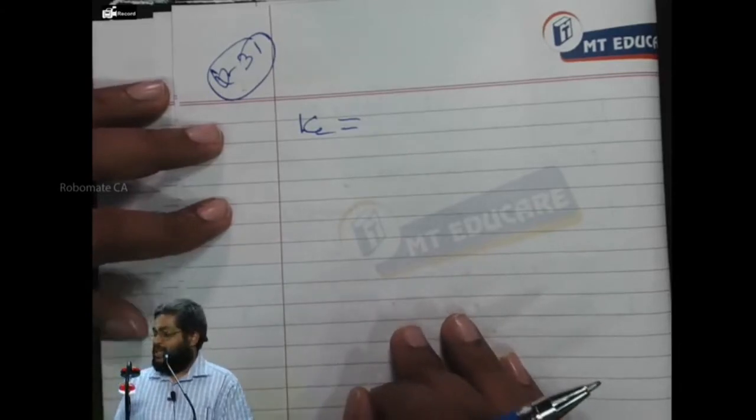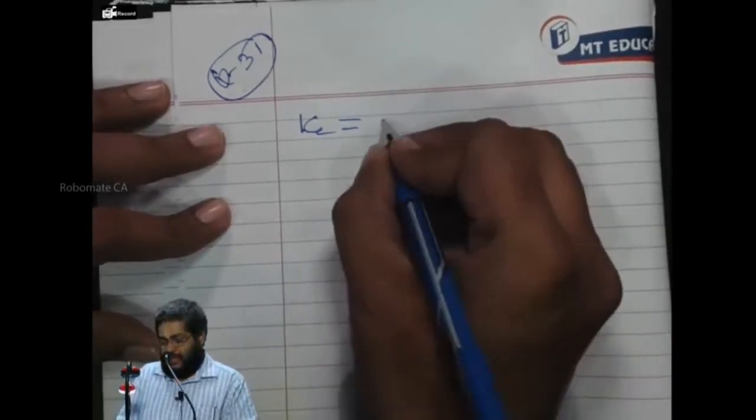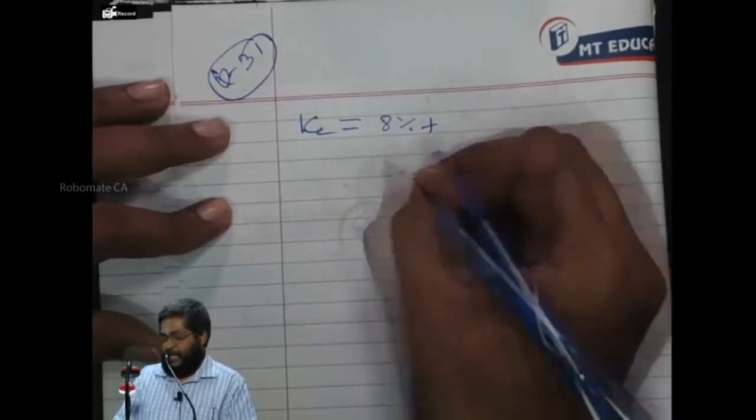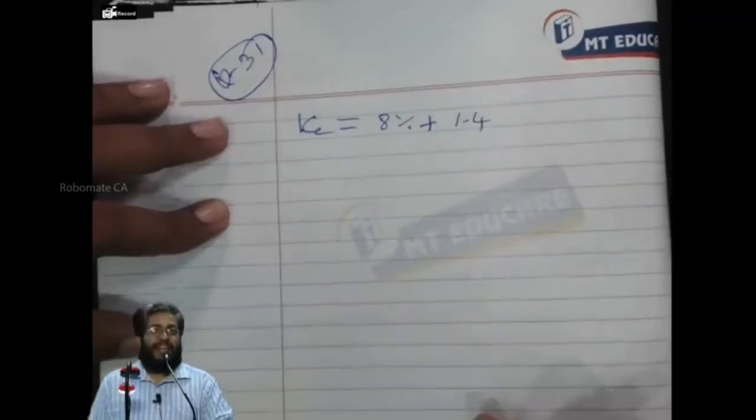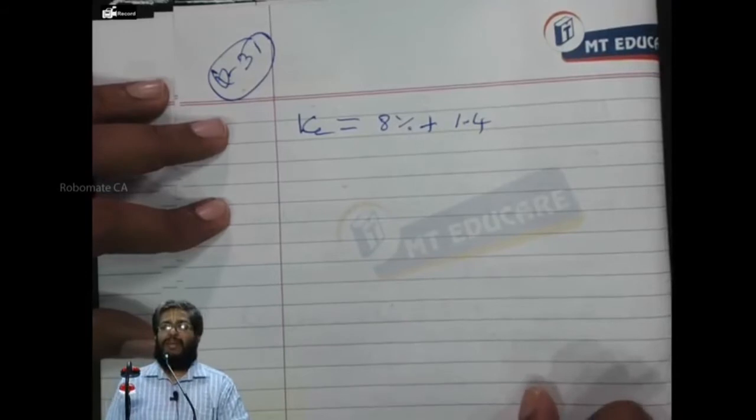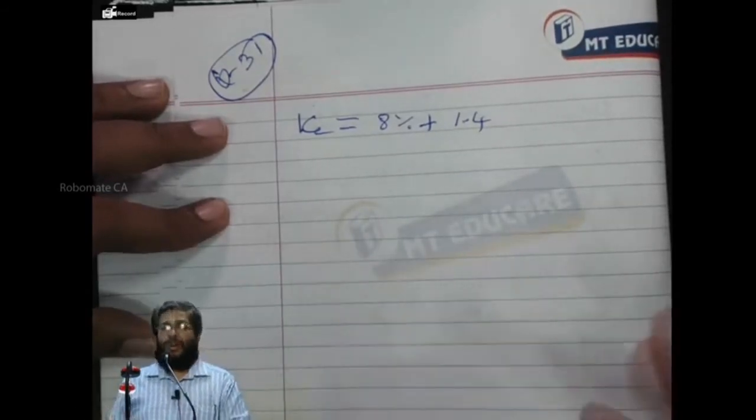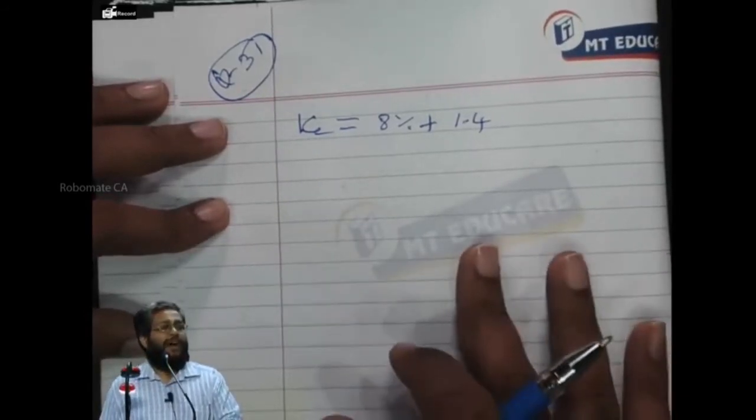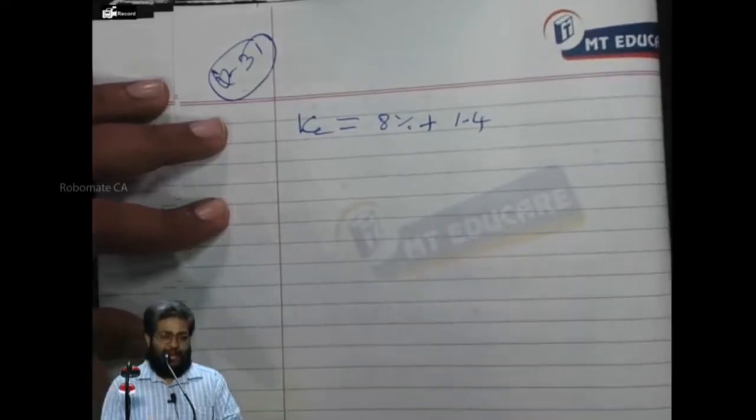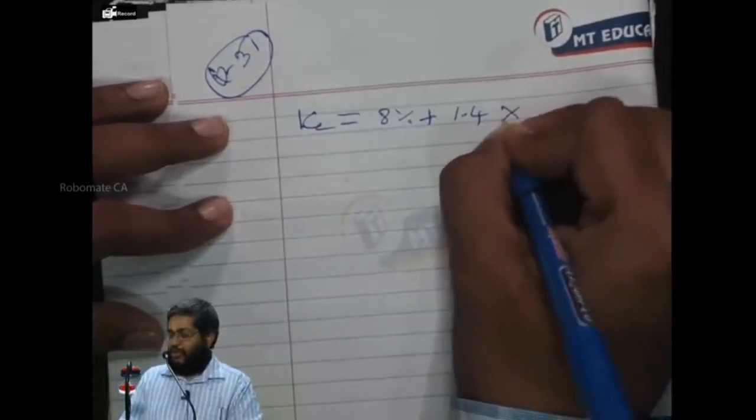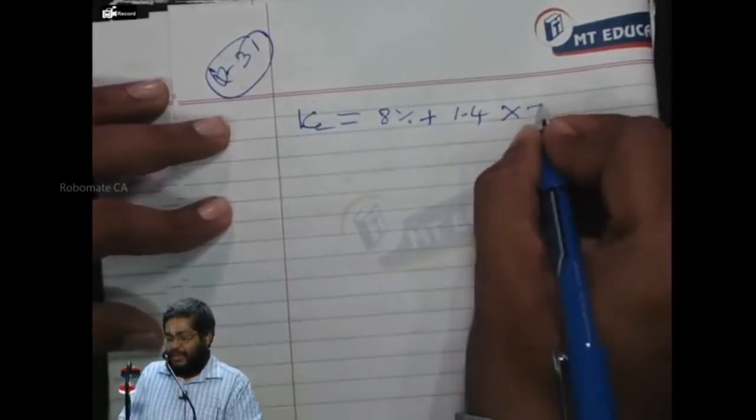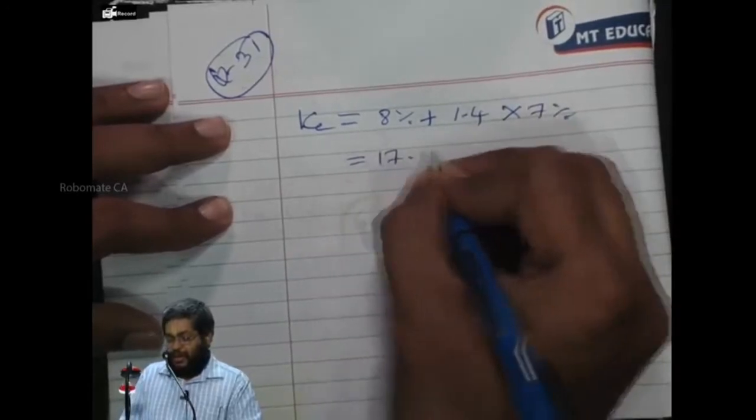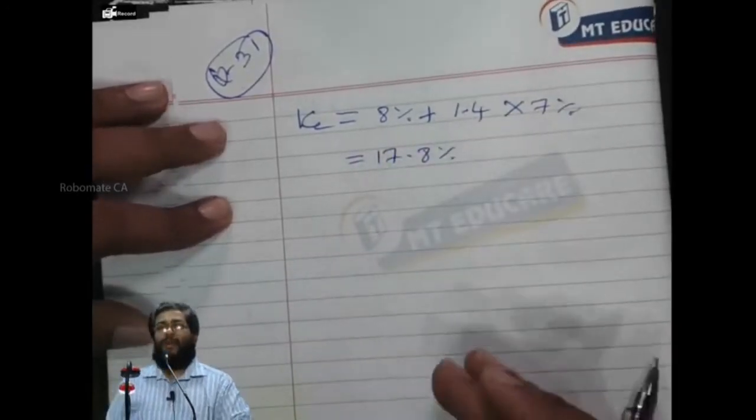Now, what is the risk-free rate given here? 8%. 8% plus beta of this Omega company, it is 1.4. Is this 1.4 levered beta or unlevered beta? Levered beta. The company which is borrowing should obviously have a levered beta. If you are a shareholder of a borrowing company, it is the levered beta. So 1.4 into RM minus RF, which is 7%. What is the number here? 17.8%. KE is equal to 17.8%.